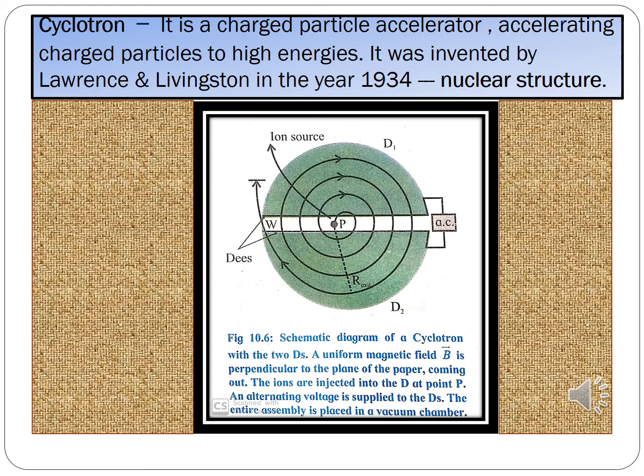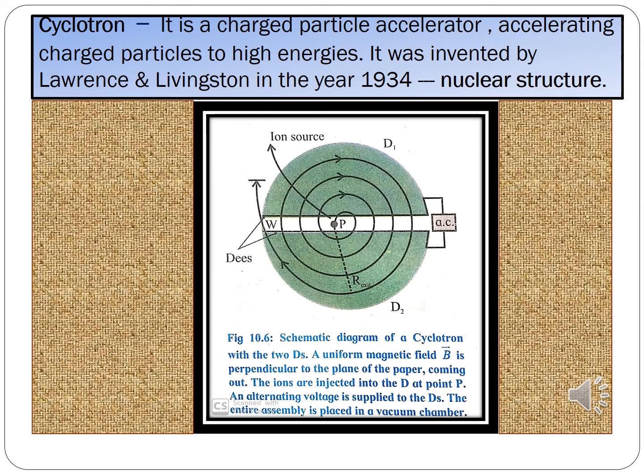Let us talk about this diagram. Students, you can see that there are two Ds, two semicircles, D1 and D2. You can also see a small W, that is, a window, showing that these Ds are separated by a small gap in between. It is connected to an AC, that is, the alternating current. At the center, there is a particle P which is nothing but the ion source. Therefore, this represents a schematic diagram of a cyclotron with the two Ds.